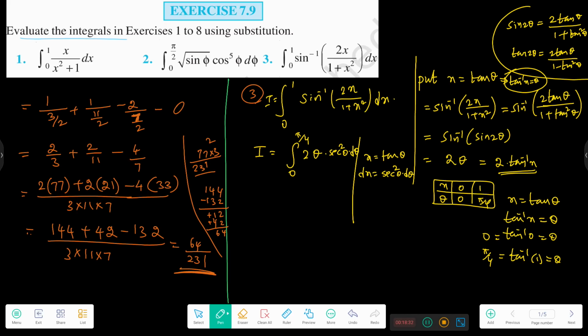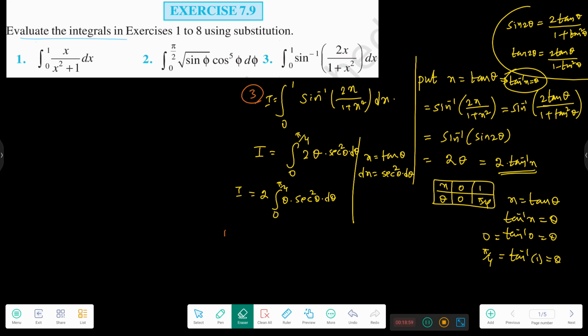Even though we have to go by highlight only. Okay, 2 if you take outside, 0 to pi by 4, theta into secant square theta into d theta. So you have to use highlight. This is one idea. Okay, you can go on, right, highlight. I will stop.